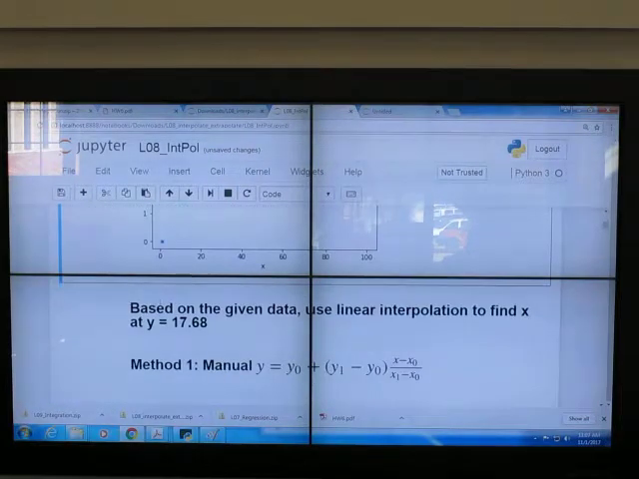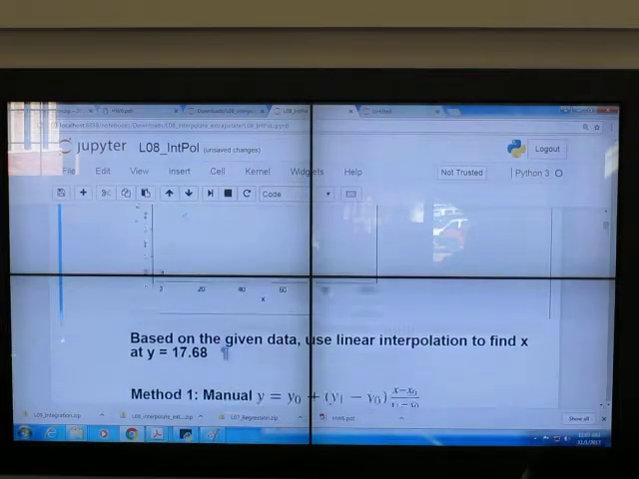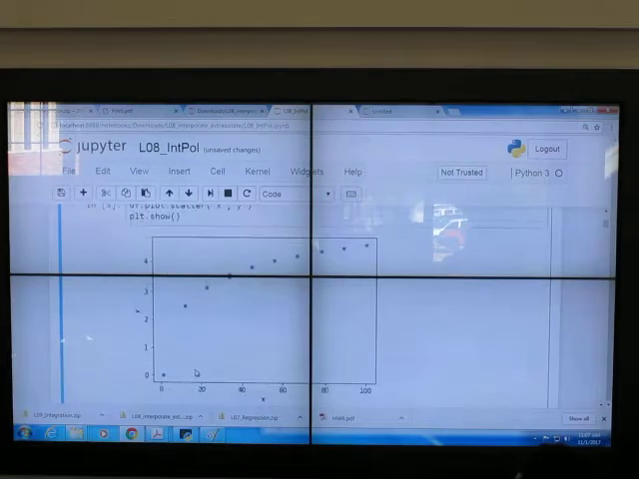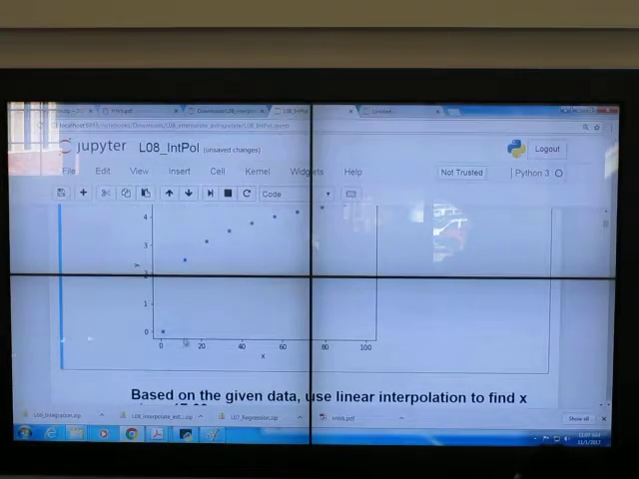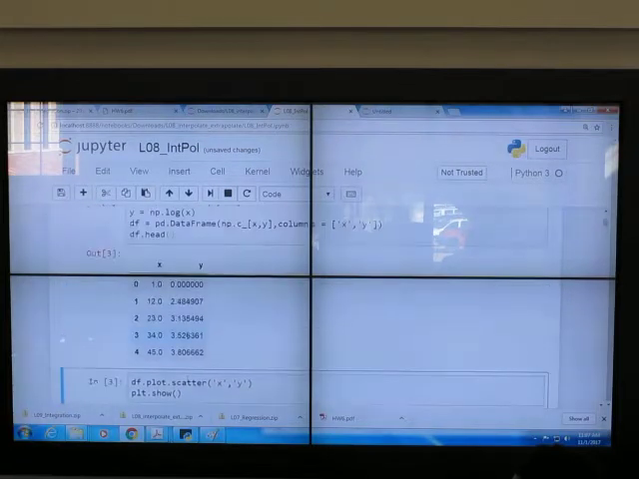Okay, now, based on the given data, use the interpolation to find x at y equal to 17.68. So this means it's not in between 0 and 1, right? It will be between 0.1 and 2. By looking at it, I can tell. But how do I tell without just looking at it?